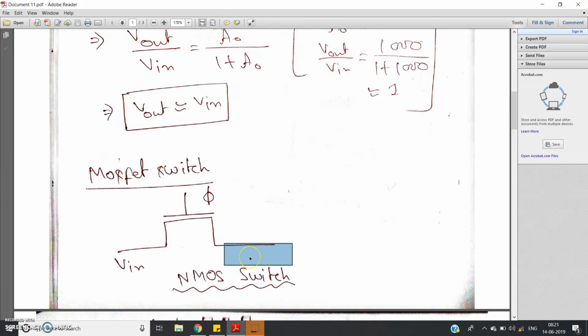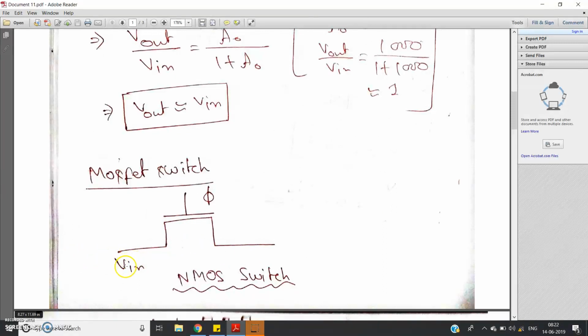Basically, as you know, NMOS passes weak ones, strong zeros. That is also okay. But generally, if you take the rough idea, if this phi or this gate voltage is greater than the threshold voltage required for the particular MOSFET, then in between source and drain one channel will form, and the voltage applied in the drain can go to the source.